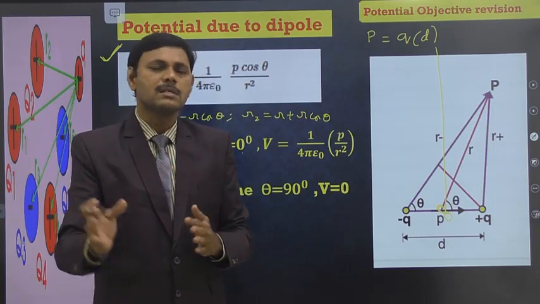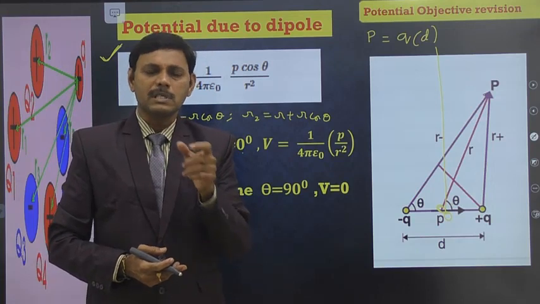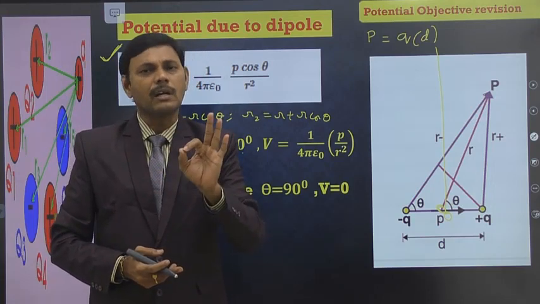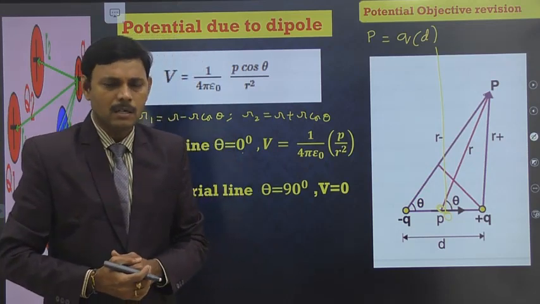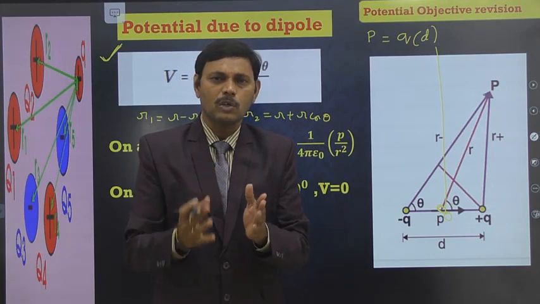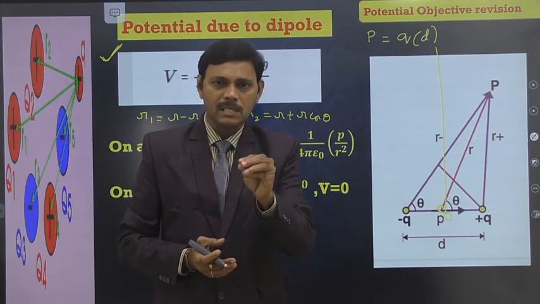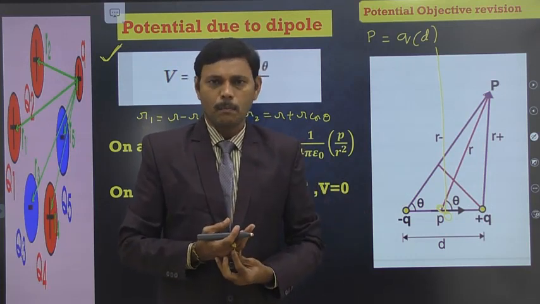Already we know that due to this dipole, the electric field on the equatorial line is not 0. It is 1 by 4 pi epsilon naught p by r cube. 1 by 4 pi epsilon naught p by r cube is the electric field intensity due to the dipole on the equatorial line. Hence we have a condition.